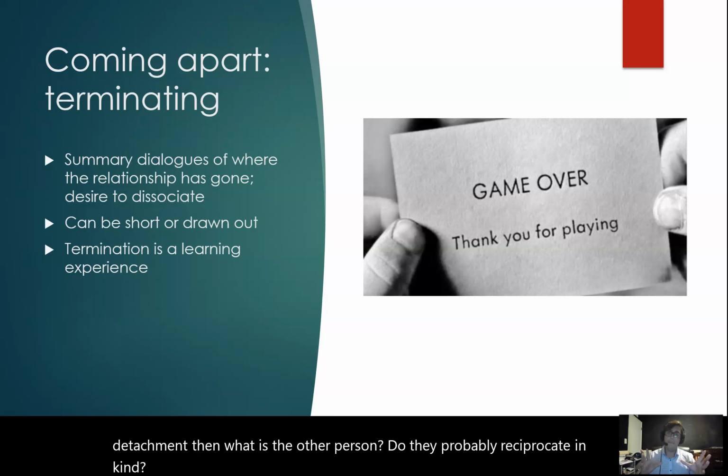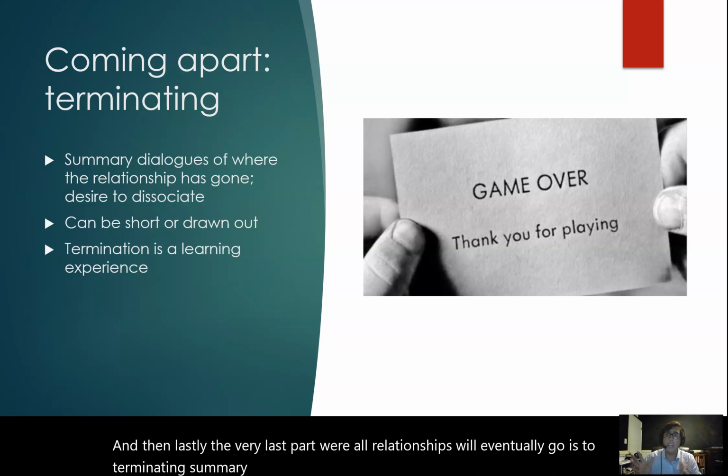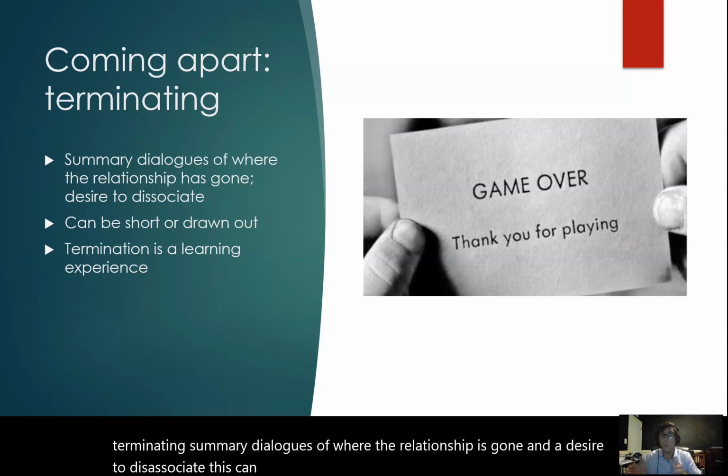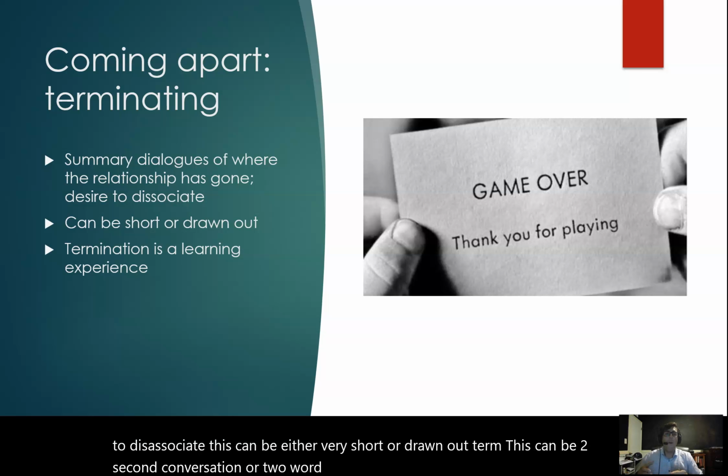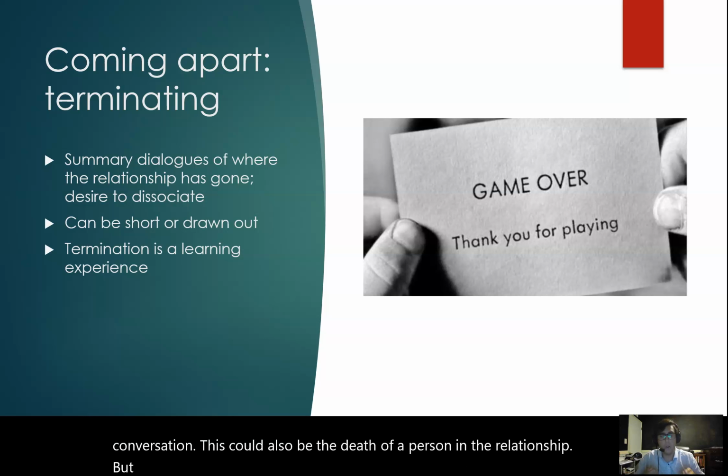And then lastly, the very last part where all relationships will eventually go is terminating. These are summary dialogues of where the relationship has gone and a desire to disassociate. This can be either very short or drawn out. It can be a two-second or two-word conversation, "we're done," or a full drawn-out conversation. This could also be the death of a person in the relationship. But termination is a learning experience.